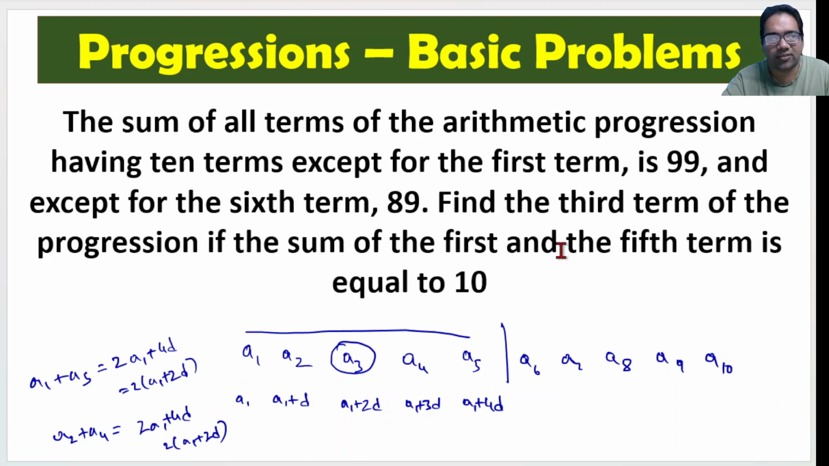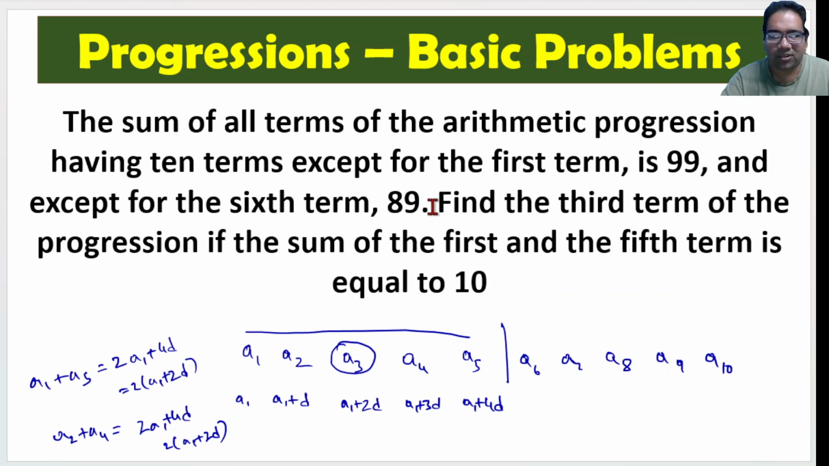Right. So here it is given that the sum of first and fifth term is 10. So A1 plus A5 should be 2A3. Right. What is the third term? 2A3 is 10. That means A3 should be 5. It is as simple as this. We don't even need to worry about what is this 99, 89, all this nonsense. Right. It is just a straightforward problem.